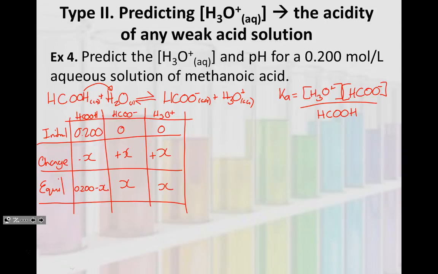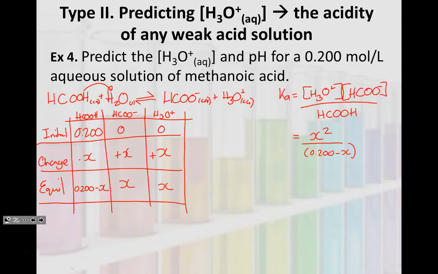So if I take all of that information and put it into this formula right here, the hydronium ion concentration is X, the ion there is also X, so I'm just going to put that as X squared over 0.200 minus X, equals Ka.